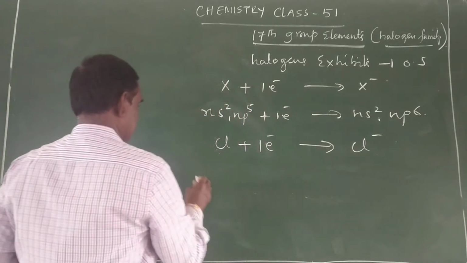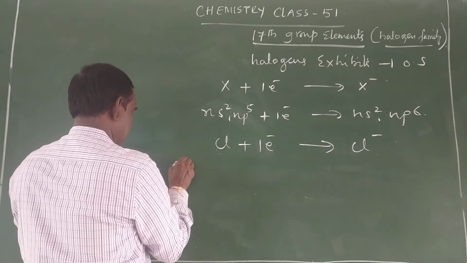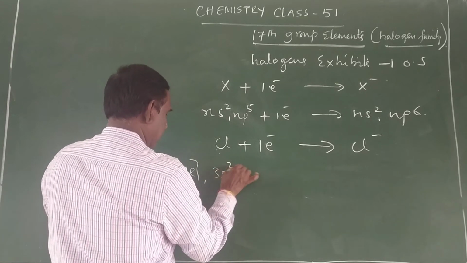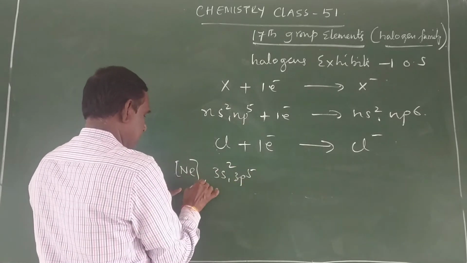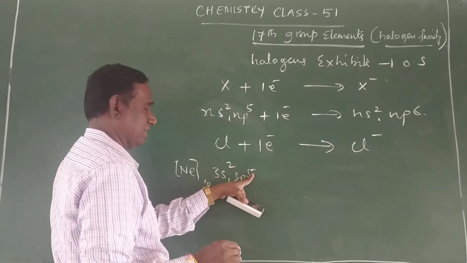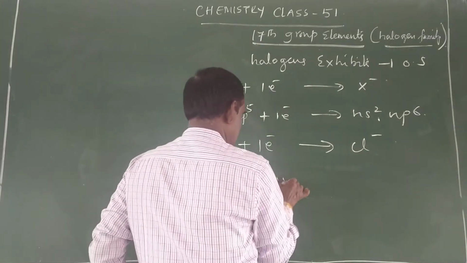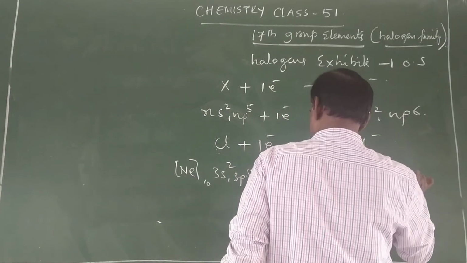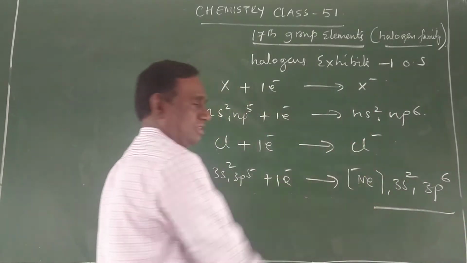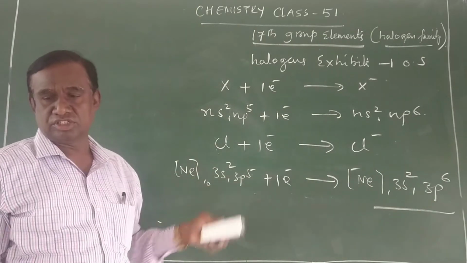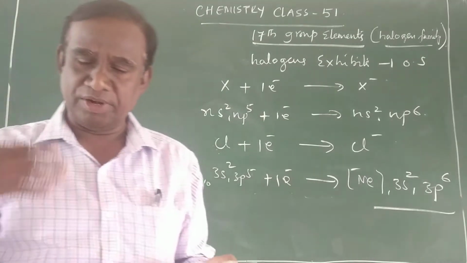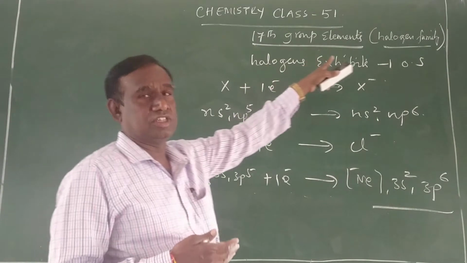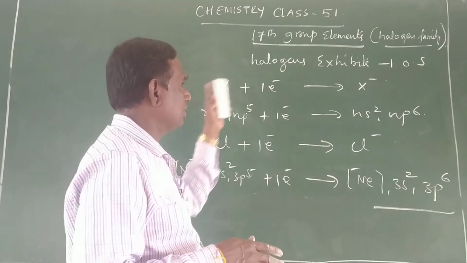17 electrons means neon, which is 10 electrons, plus 3s2, 3p5: 10 plus 2 is 12, 12 plus 5 is 17. Adding 1 electron, you finally get neon 3s2, 3p6. This is how all the halogens are eager to take one more electron to complete the octet structure, so they exhibit the -1 oxidation state.